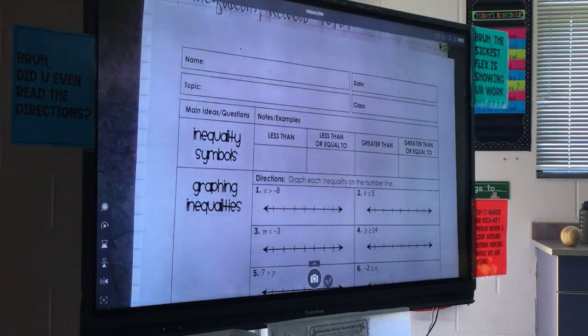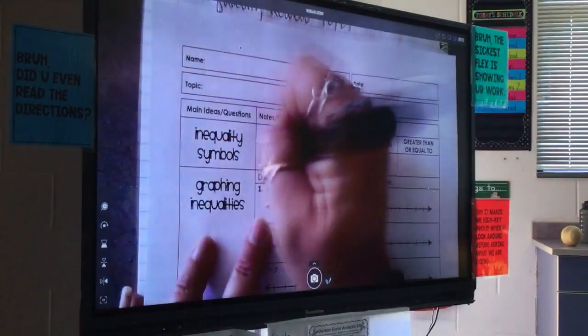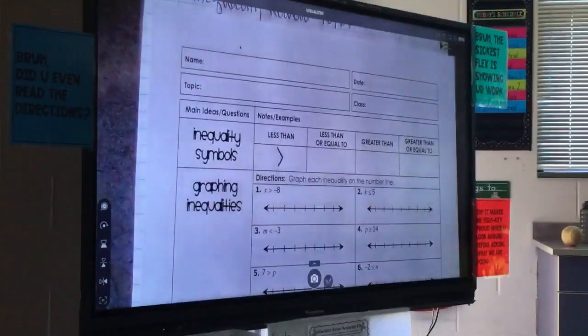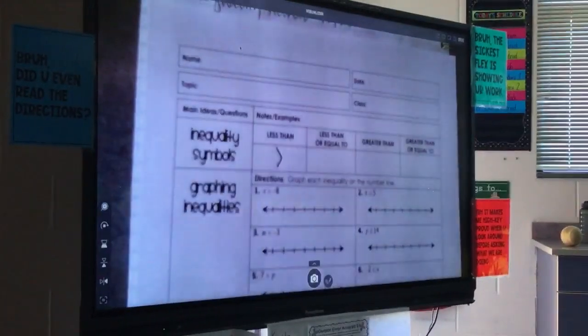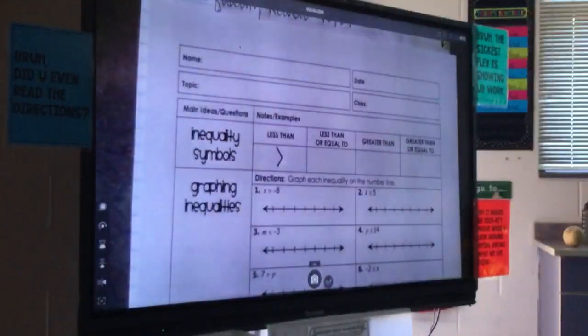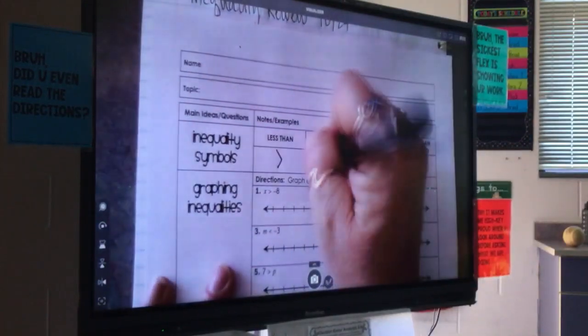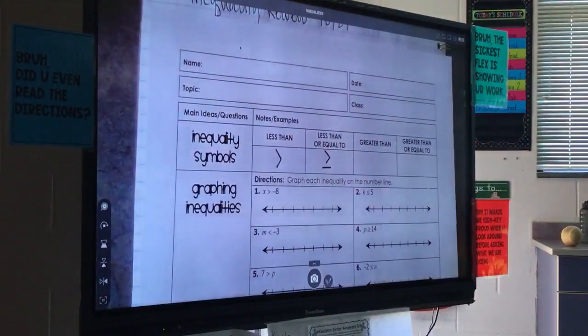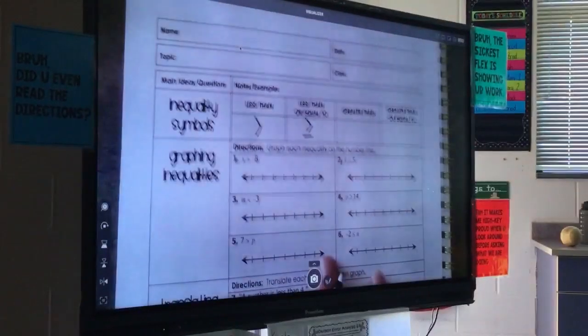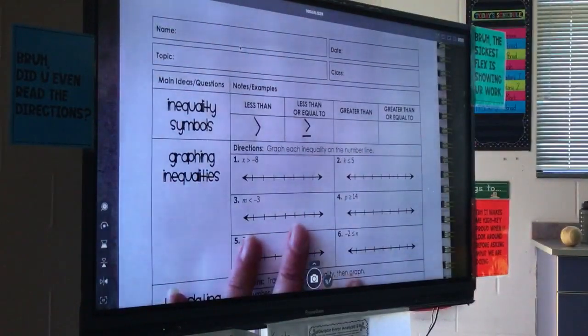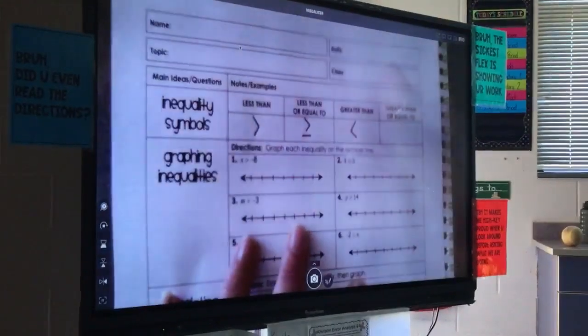So is it open to the left or open to the right? It's open to the left. Then the less than or equal to, what is that one going to look like? It's like the same thing with the line. Okay. Greater than, what is that one going to look like? And greater than or equal to?